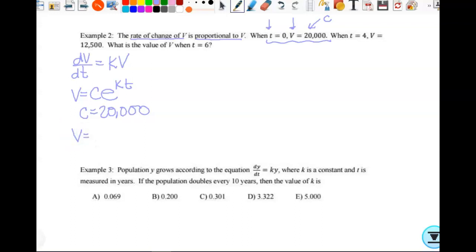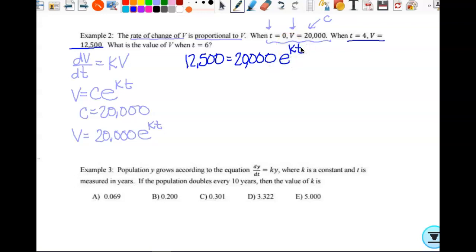That means that V equals 20,000 e to the kt power. Now, do I have enough information to find k? Yes, because this is what's going to help me find k. So V is 12,500. That's equal to 20,000 times e to the kt power. So when I divide both sides, what did I do? Oh, 4. Yes, times 4. Thank you. All right, so when you divide, I was thinking ahead. This would be a calculator question anyway, so when you divide 12,500 by 20,000, you get 5/8. I'm just going to tell you that. That's equal to e to the 4k power.